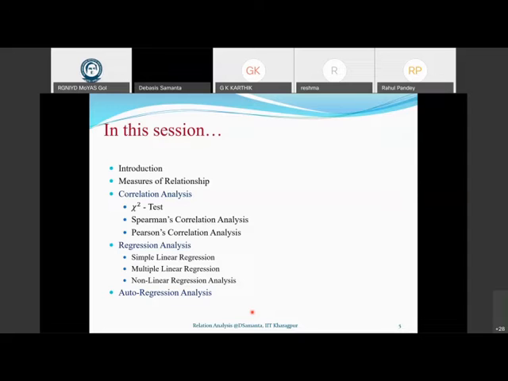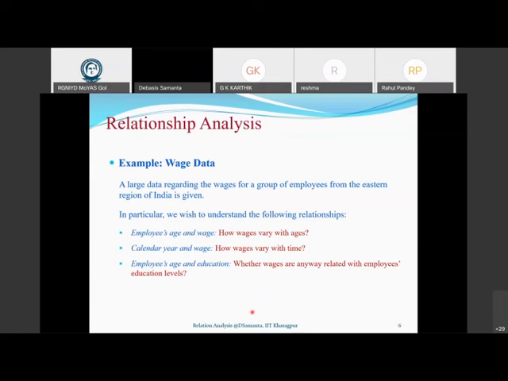And finally, in our session, we'll conclude our topics today by telling a bit about auto-regression analysis. Auto-regression analysis is applicable to time series data, which is very frequent in our data analytics approach. So these are the three topics that I'm going to cover for all of you. Let us first start with what we mean by relationship analysis.